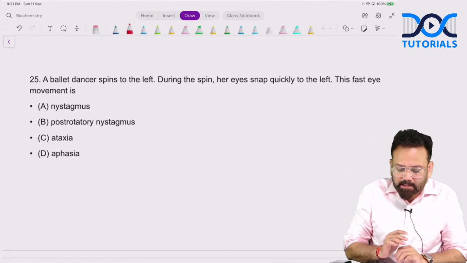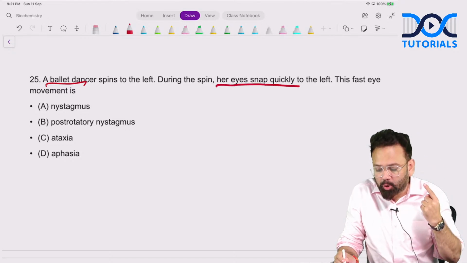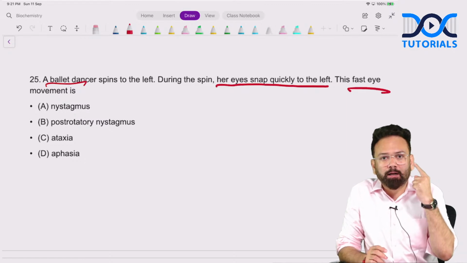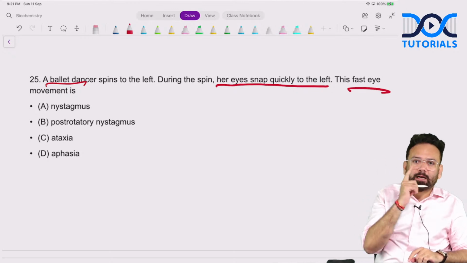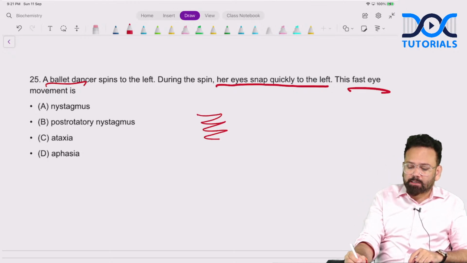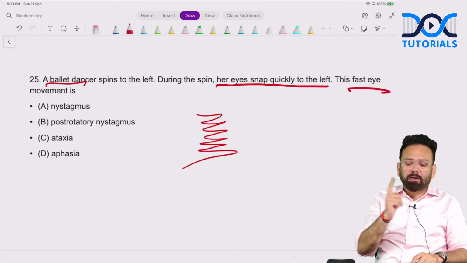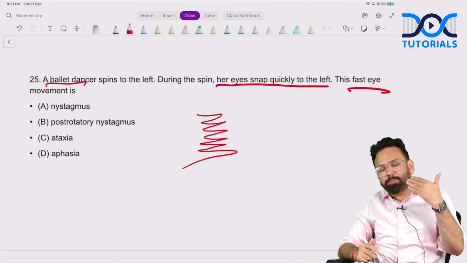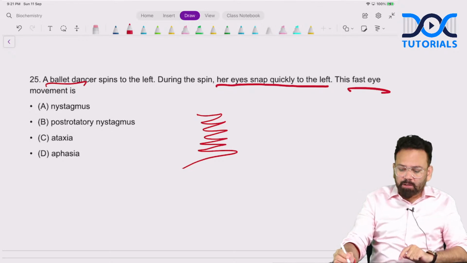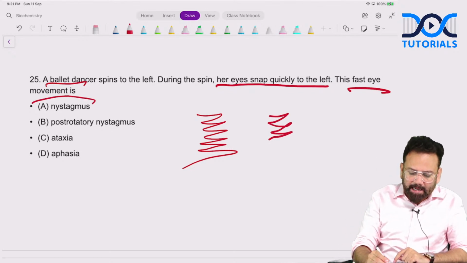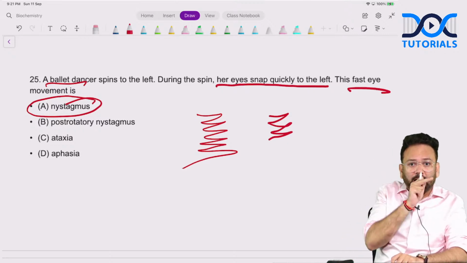A ballet dancer spins to the left. During the spin, her eyes snap quickly to the left. This movement is called as? If you are sitting in a train or a moving object, or rotating like that, your eyes will go tuck, tuck, tuck. What is this called? If you are spinning like a ballet dancer, or sitting in a train looking outward, you catch one tree, then a second tree, then a third tree. This is simply called nystagmus. It is physiological nystagmus.